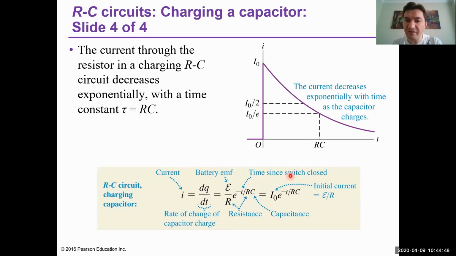So if we increase the time, then this term will go down. So then the current will decrease. Here we have a graph of that expression. This is the time scale from 0 to a certain time. And this is the current scale. What we have here at the beginning, the current is given by I0, and it decreases with time. The current decreases exponentially with time as the capacitor charges.